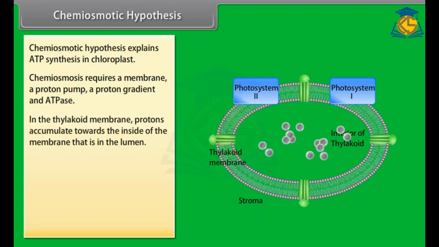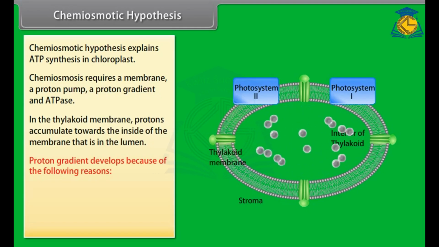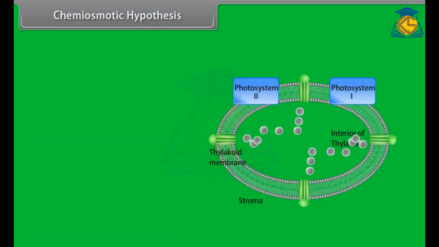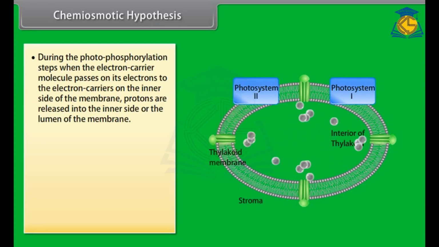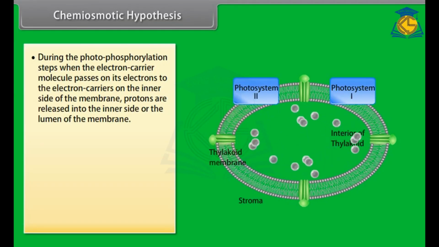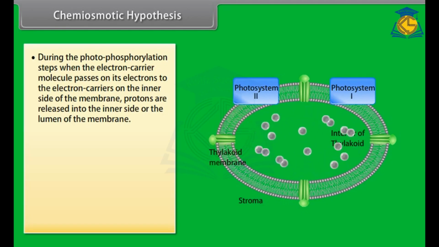In the thylakoid membrane, protons accumulate towards the inside of the membrane, that is, in the lumen. The proton gradient develops because of the following reasons. The water splitting reaction takes place on the inner side of the membrane, so hydrogen ions produced in the reaction accumulate within the lumen. During the photophosphorylation steps, when the electron carrier molecule passes on its electrons to the electron carriers on the inner side of the membrane, protons are released into the inner side or the lumen of the membrane.